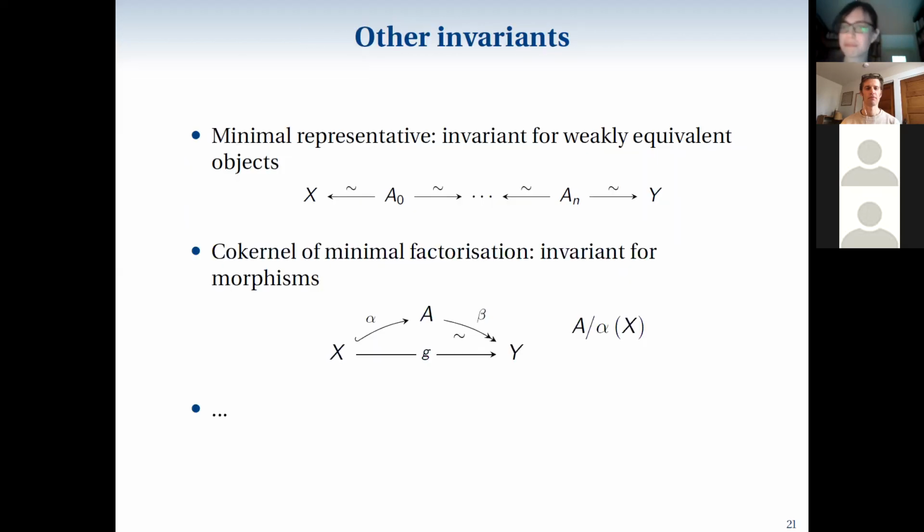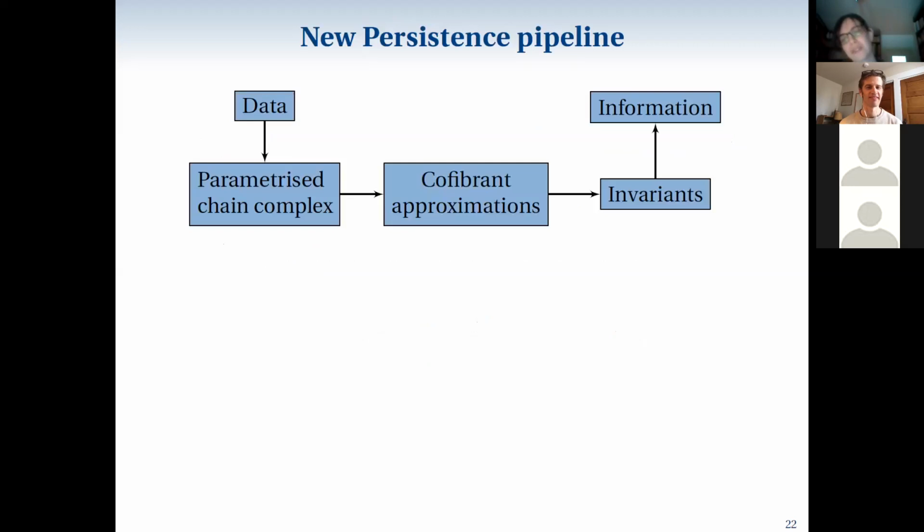Okay. So now I almost finished. This is the last slide. I hope I convinced you that we can study TDA using a new pipeline. So we start with data. We build a parametrized chain complex at tame 1. And we use different cofibrant approximations, such as the minimal cover that I presented to you today, to retrieve invariants that can lead to information, possibly new information.